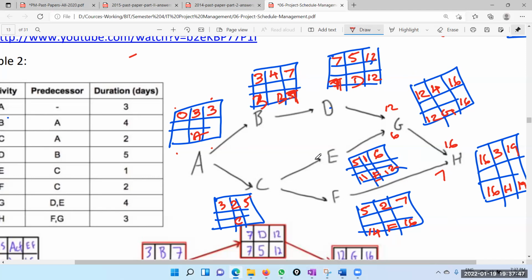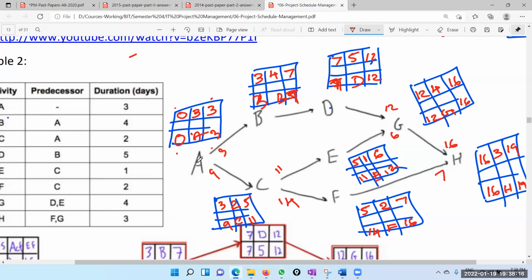And now we have a merging point. This is 11, this is 14. So from this side 11, from this side 14. Remember, in the backward pass we have to take the smallest one, which is 11. Then 11 minus 2 is 9. Okay. Now we have another merging point. From this side 9, from this side 3. Again we have to take the smaller one, 3. 3 minus 3 is 0.